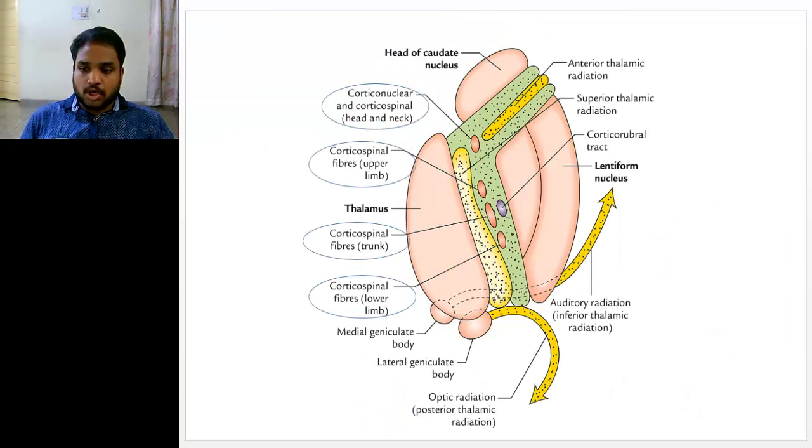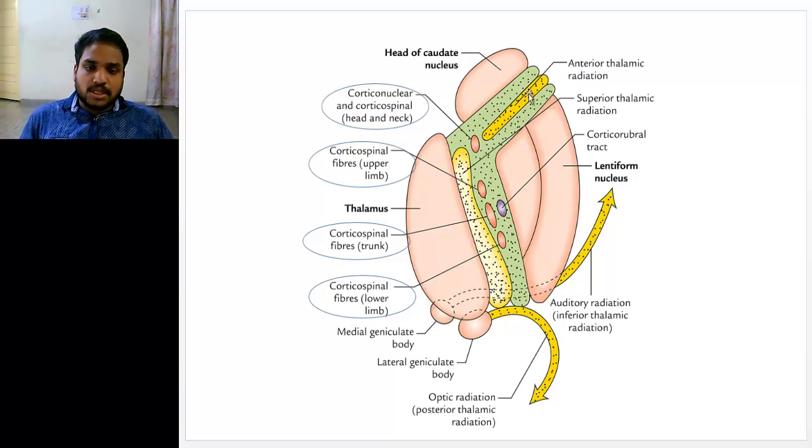Now we will discuss the internal capsule, right? Before going into the strokes, we will discuss the internal capsule. Since we know the major area of localization, the most common region which we localize in hemiplegia is the internal capsule. Most common site is the internal capsule, right? So we need to know about the internal capsule.